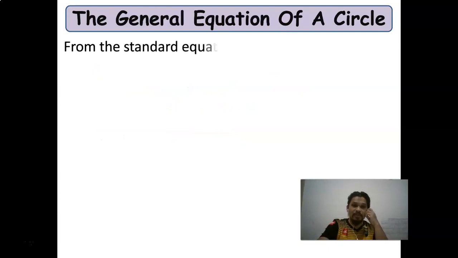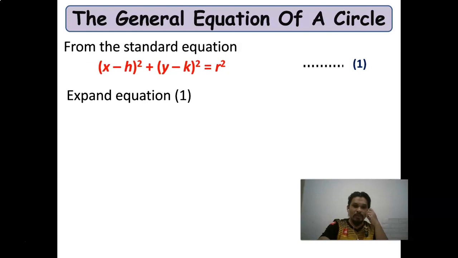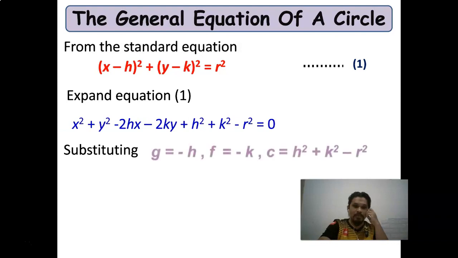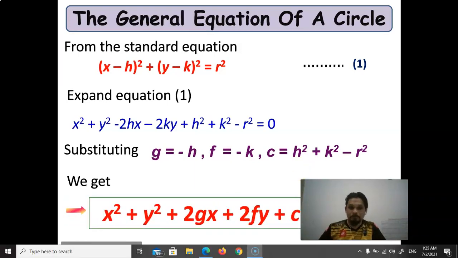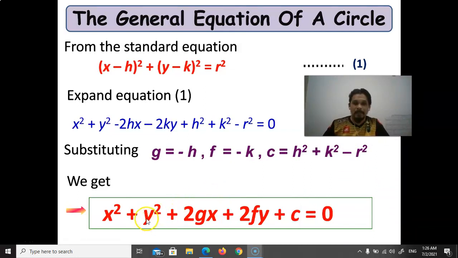The general equation of the circle from the standard equation. We expand equation 1 until we get this, and substitute g equal to negative h, f equal to negative k, and c equal to h squared plus k squared minus r squared. Then we get this equation, which we are going to use for a few of the questions related to this.